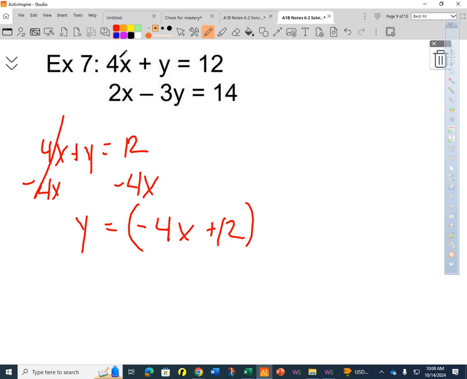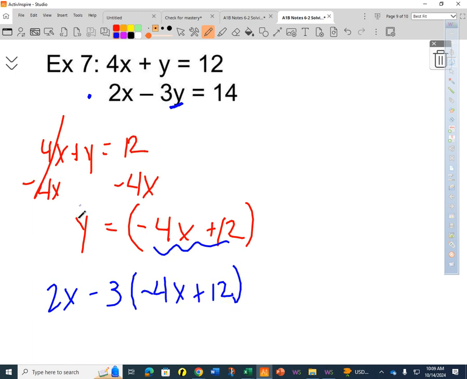So now what am I going to do with that to help me solve my system? Okay, Sean? Plug it in the other equation everywhere I see y. So I can't plug this one in here. I'm going to go down here, and instead of y, I'm going to write this. That's exactly right. So 2 times x minus 3 times negative 4 times x plus 12, because remember that is the same as y, equals 14. Now I have an equation I can solve because it's all x's, no y's.